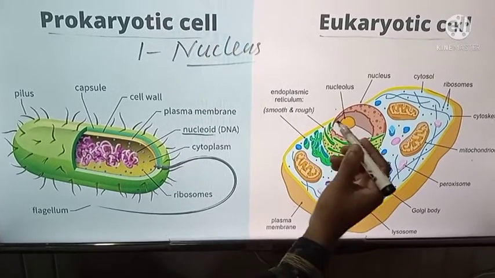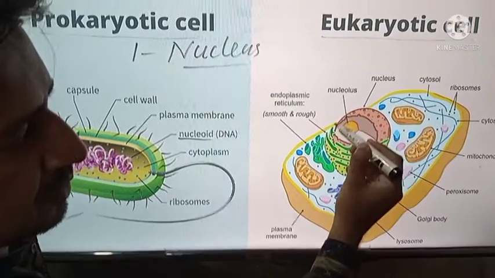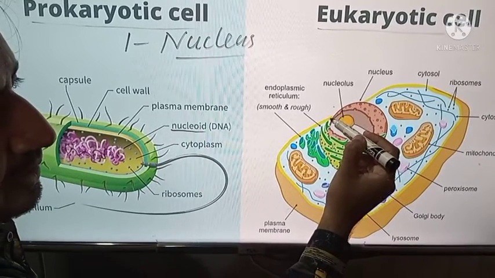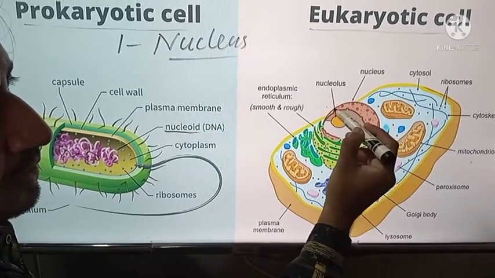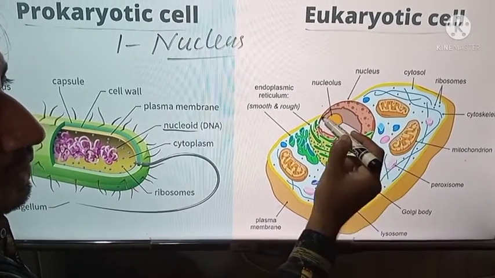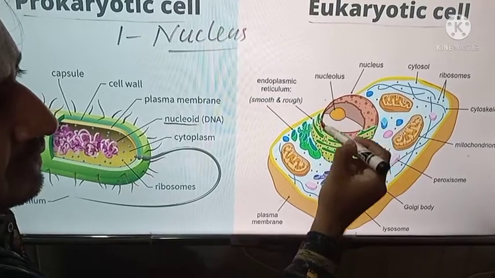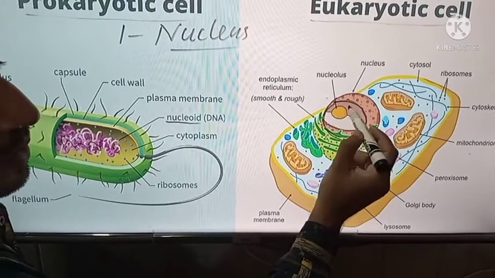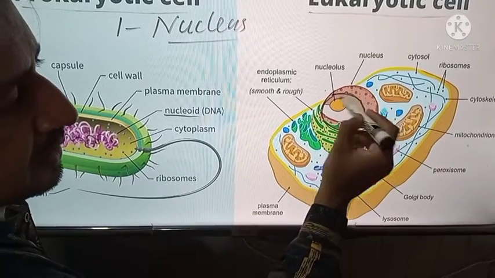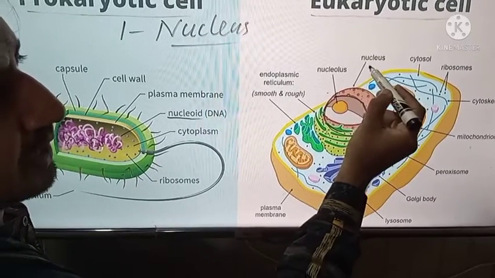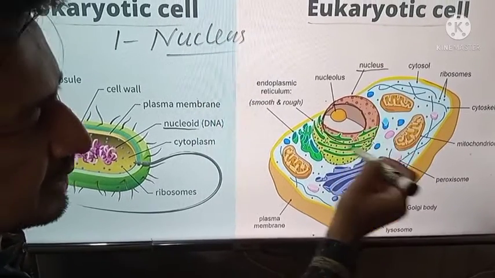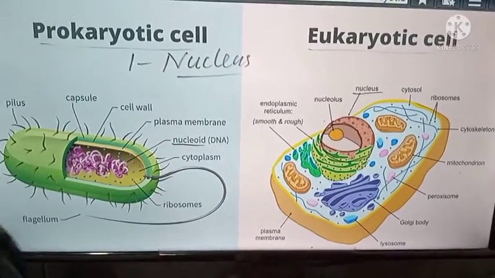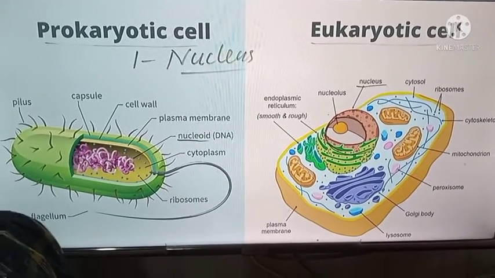On the other hand, we have eukaryotic cells. In this diagram, this is the eukaryotic nucleus, and the eukaryotic cell's nucleus is covered with a membrane, which is also known as the nuclear envelope. So a membrane-bounded nucleus is present in eukaryotes compared to prokaryotes. In prokaryotes, no membrane-bounded nucleus is present. So this is the difference number one.